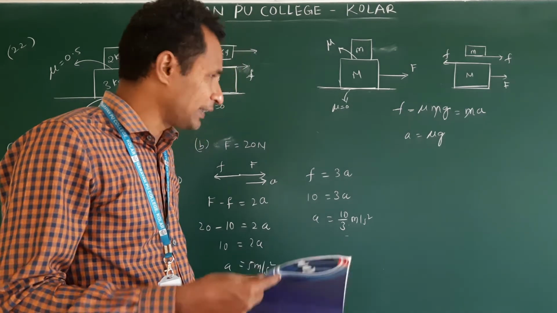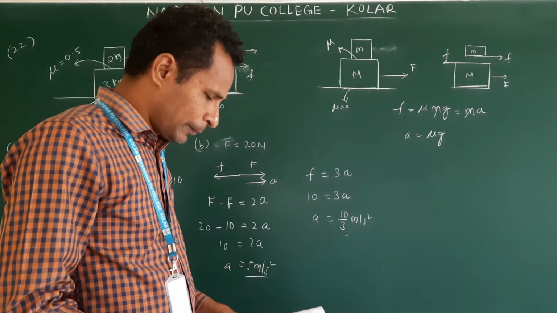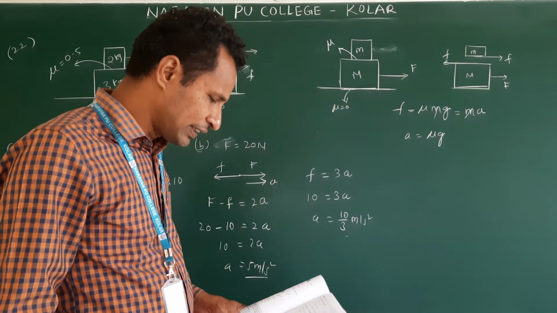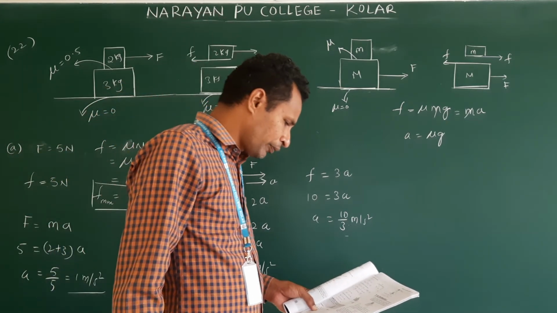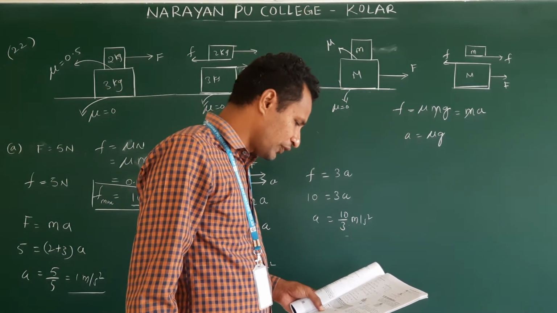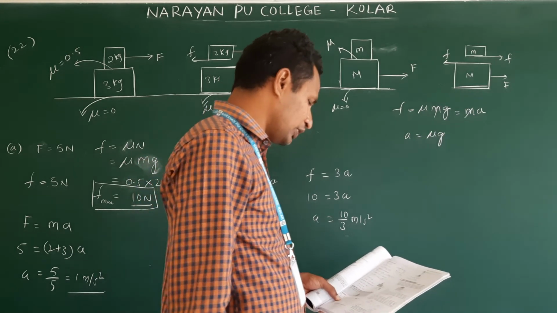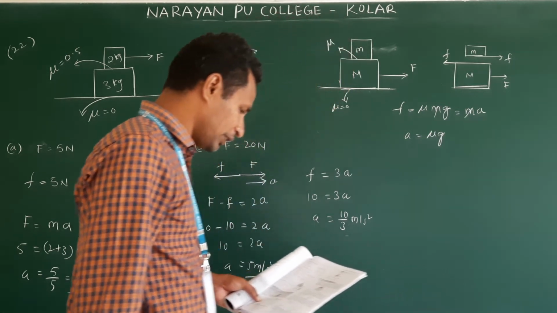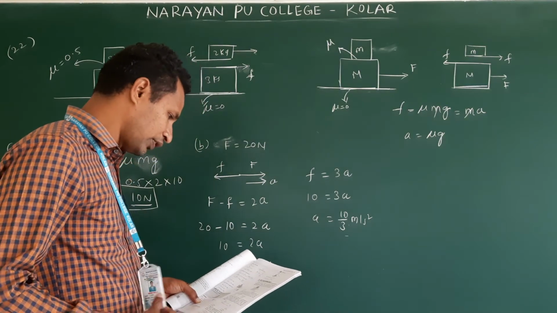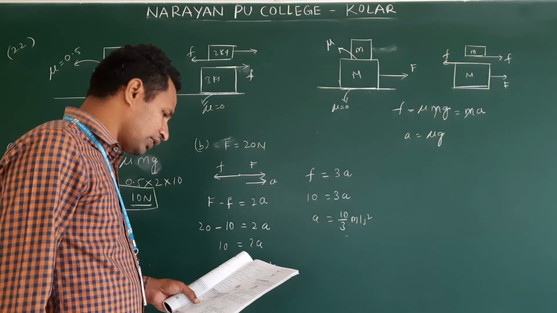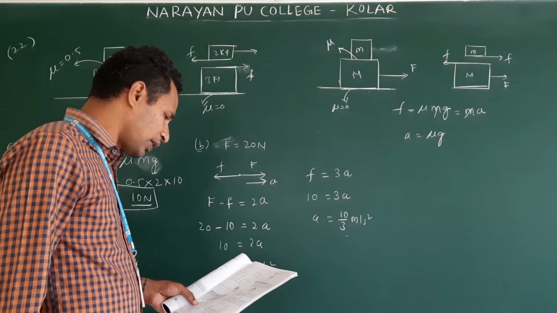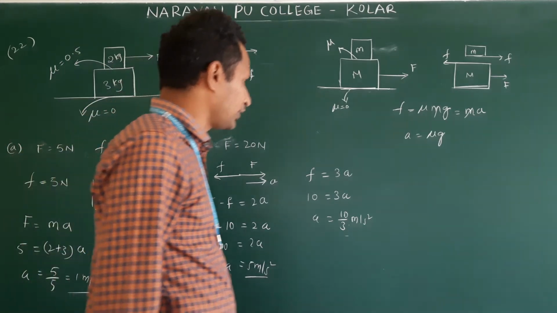Okay, anyway, again I will do this. A block of mass 1 kg resting on a horizontal table. The coefficient of static friction between them is 0.5, g is 10 meter per second square. A force acting upwards at 60 degrees from the horizontal will just start the block moving.